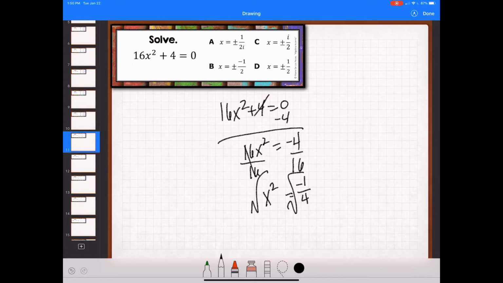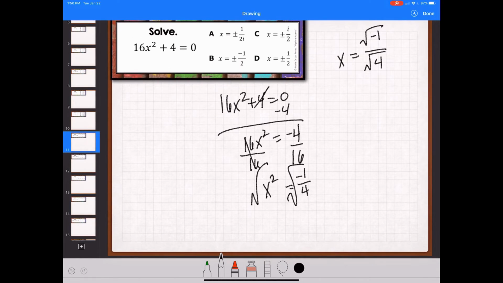When you're taking the radical of a fraction, you are really taking the radical of the numerator separate from the radical of the denominator, like that. And radical 4 is the same thing as 2. And radical negative 1 is the same thing as i. So what I really have is x equals i over 2. And then positive and negative because I had taken the square root earlier over here.